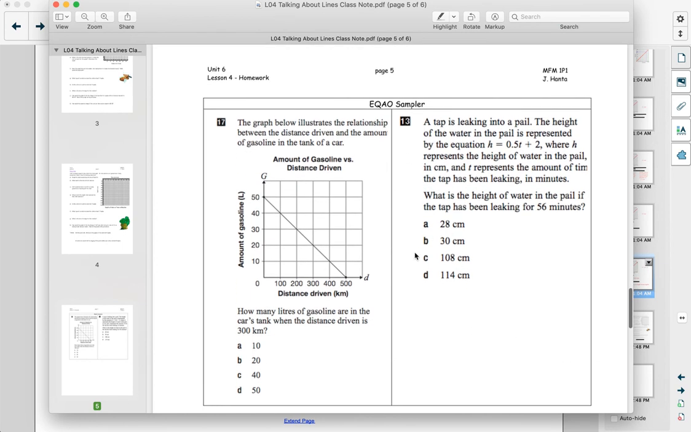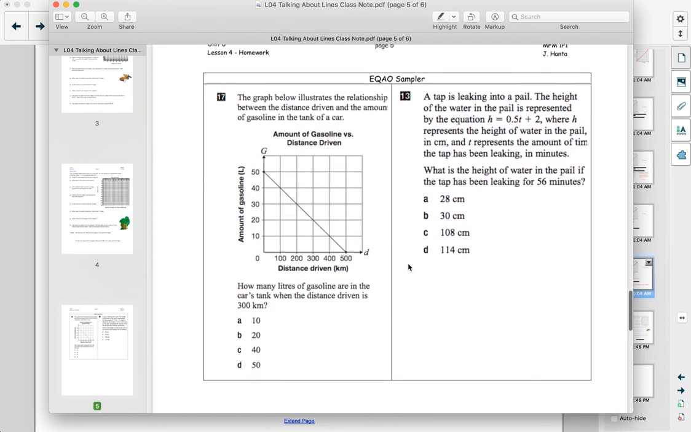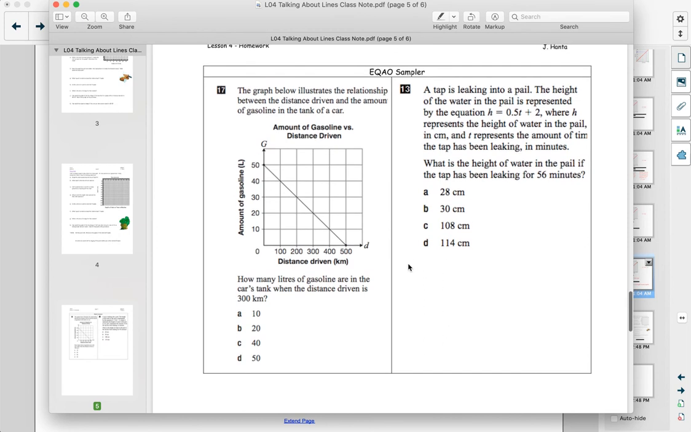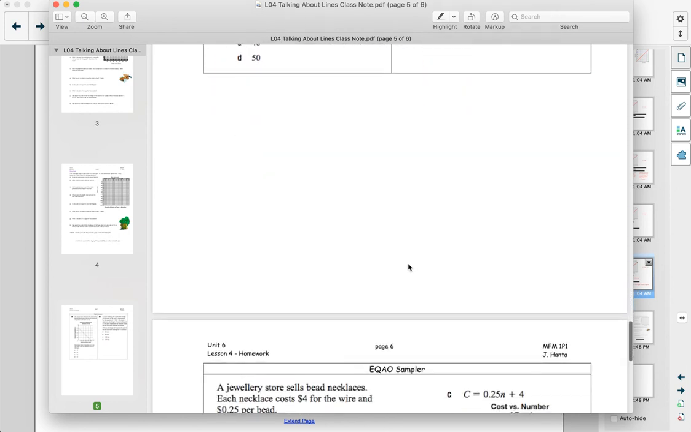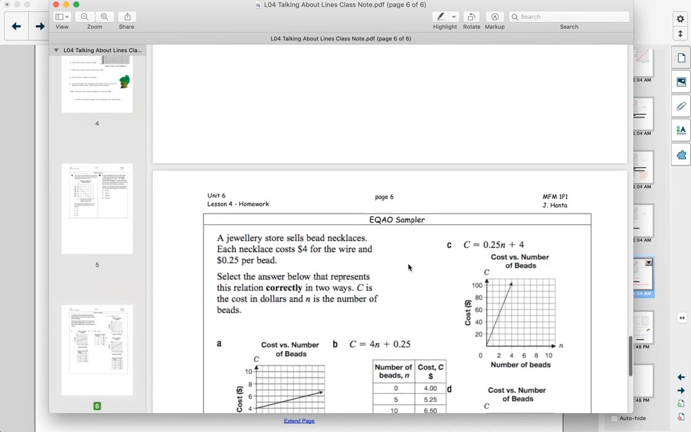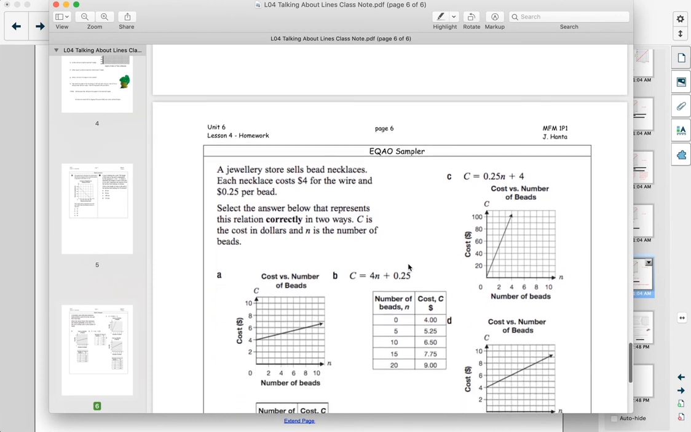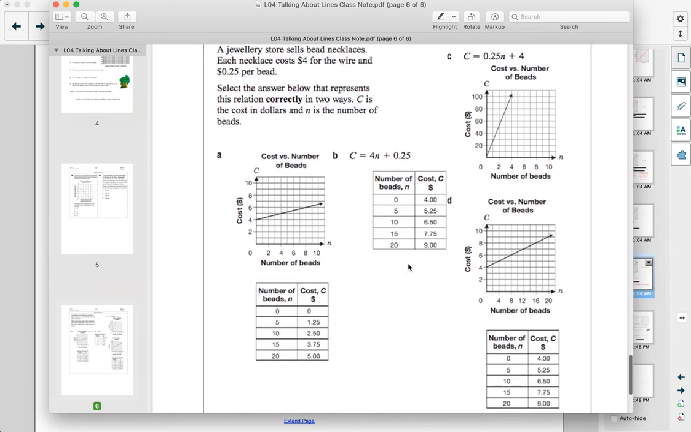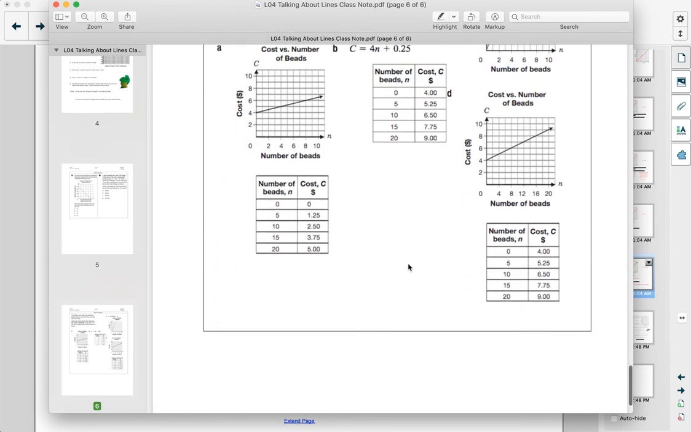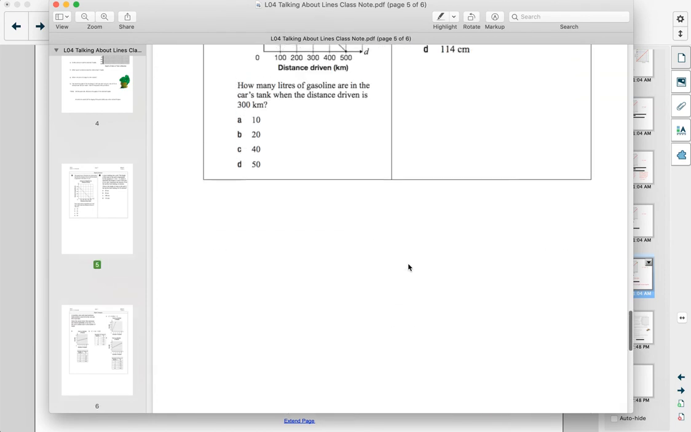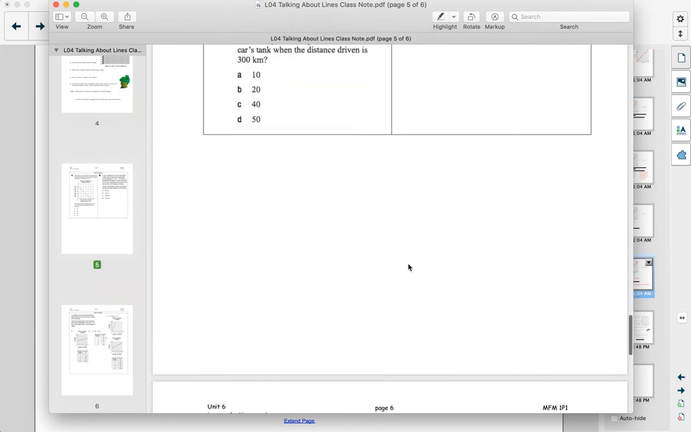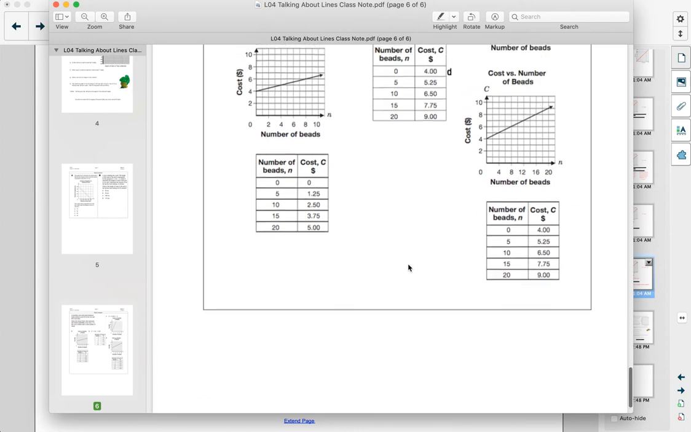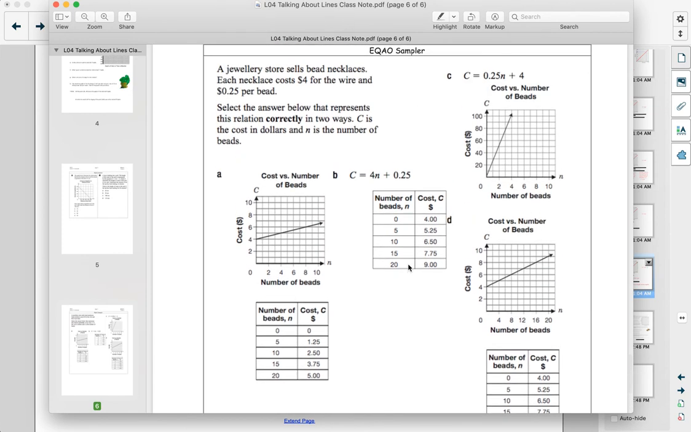And then we have more practice with these types of relationships, kind of an EQAO sampler, questions that might come up. But EQAO, you have to remember, is also part of the content. So just because it says it's an EQAO sampler and it came from EQAO, EQAO covers our curriculum. So these are things you need to know. So just some practice. See if you can answer these multiple choice questions, and again, the solutions will be posted.